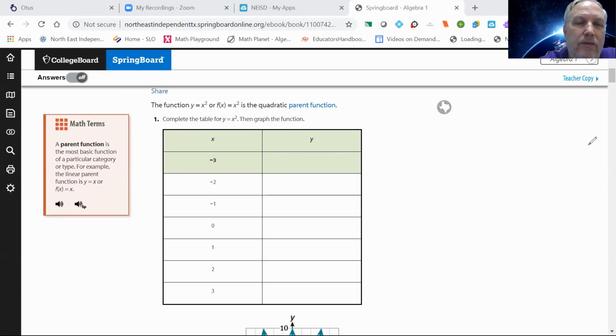-3 squared, of course, is -3 times -3, which is 9. -2 squared, of course, is 4. And -1 squared, of course, is 1. 0 times 0 is 0. 1 times 1 is 1. 2 times 2 is 4. And 3 times 3 is, of course, 9. So that's how we have that.